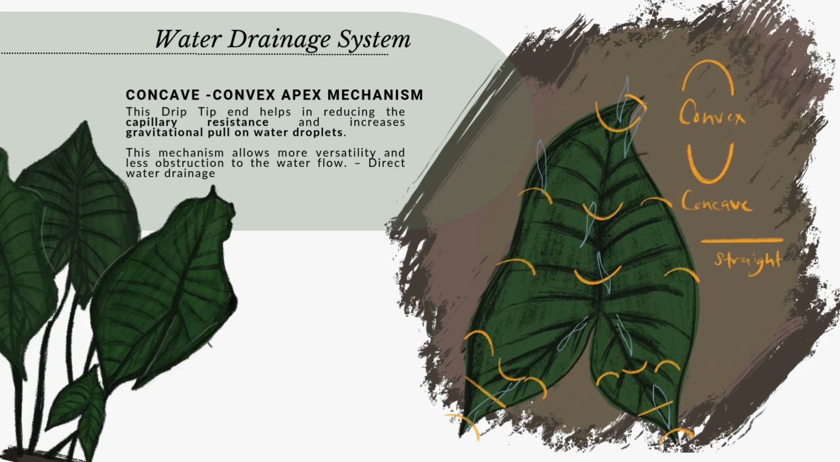Let me further explain my genius, which is the water drainage system in the Cryptosperma mercusii. What you see here is the concave convex abaxis mechanism. For example, if a water droplet were to flow from the highest to the lowest point, it has a certain channeling of how it will flow off the surface. This feature helps in reducing capillary resistance and increases gravitational pull on the water droplet.